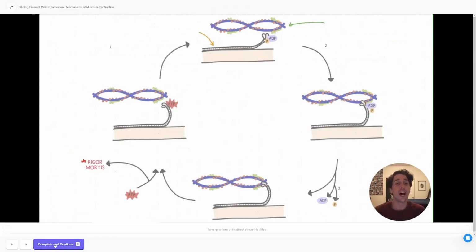All right, so let's go ahead and talk about what actually happens here. So there's four different steps we want to talk about. But first off, let's take a look at these real fast. So we can see right here that these are pointed to the actin filaments.